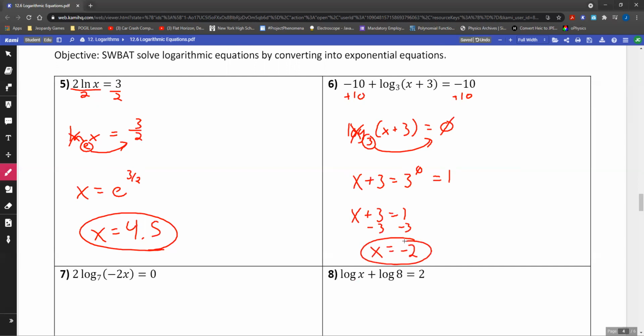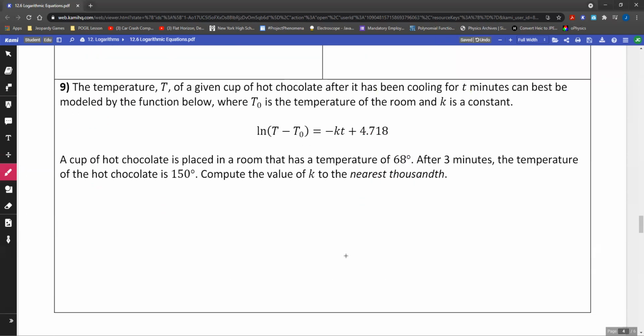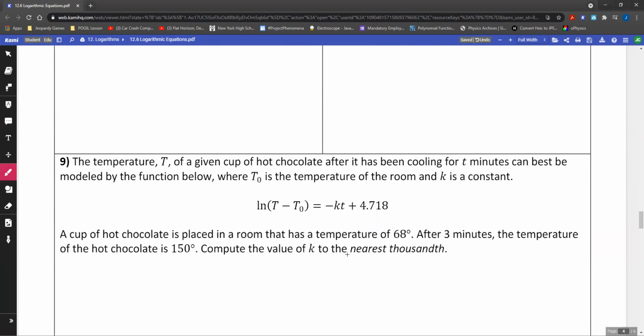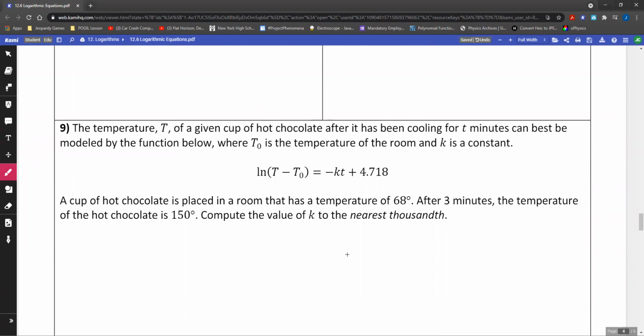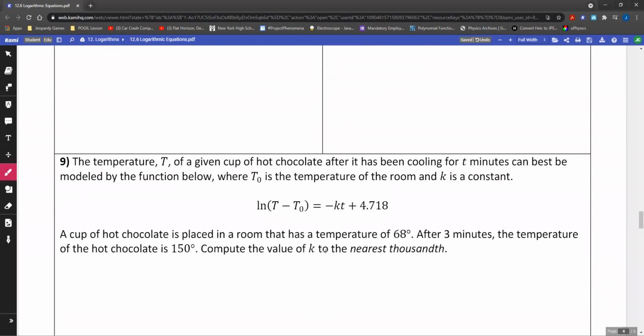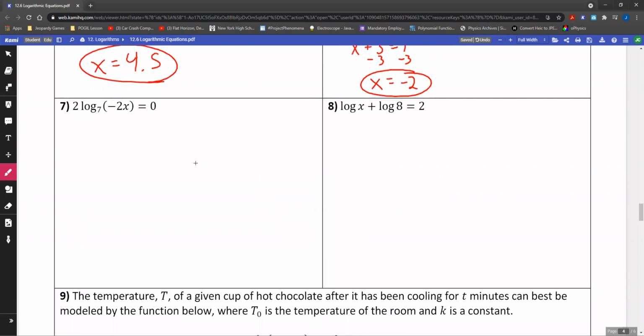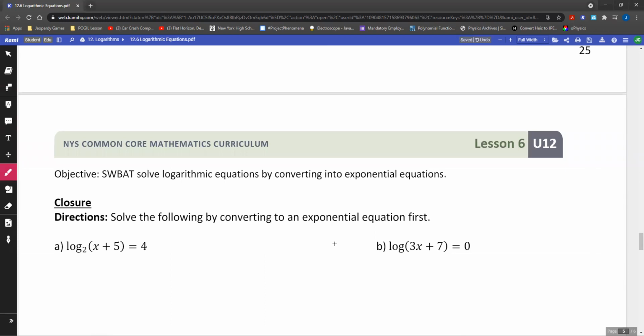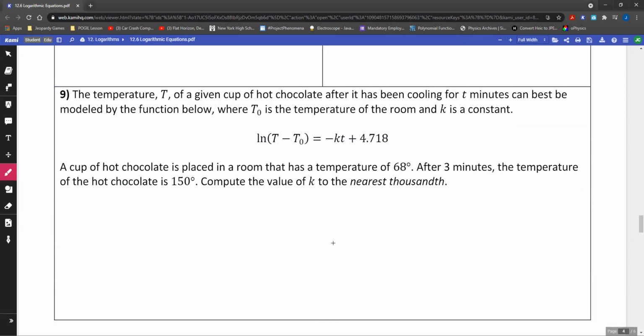All right. So there's a few more questions that you can do in addition to homework. You know what? Actually, I want to do number 9, mainly because this one's a little bit different than what we've seen. But 7 and 8 you can complete as well, in addition to the closure and the homework. So let's go and do number 9 real quick.